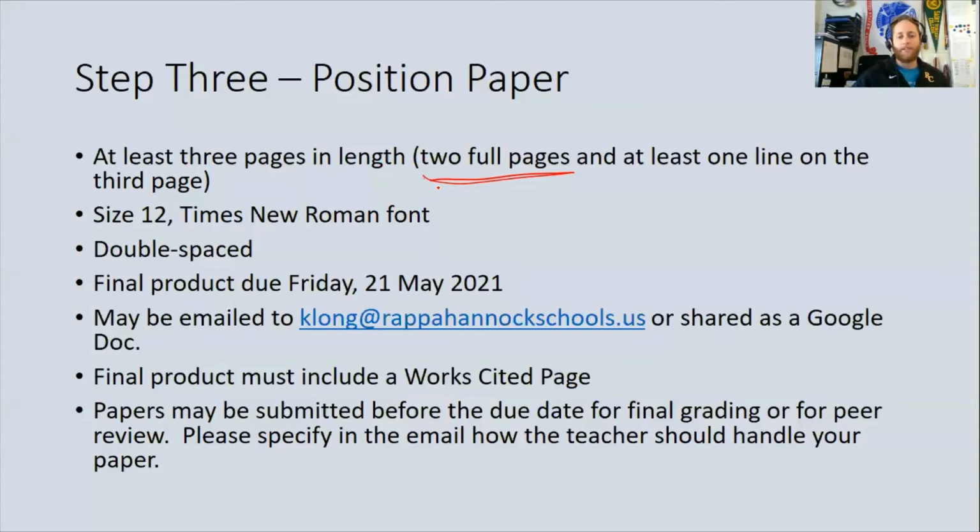The final product must include a works cited page, which I'll get into next. And again, just like the outline, if you get a draft of your final paper done before Friday, you can email it to me and ask me to review it, and I will gladly look it over and give you feedback so that you can get a higher score than you would otherwise. So feel free to take advantage of that opportunity.